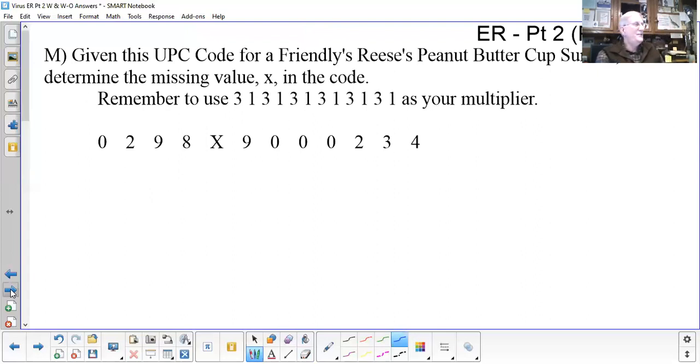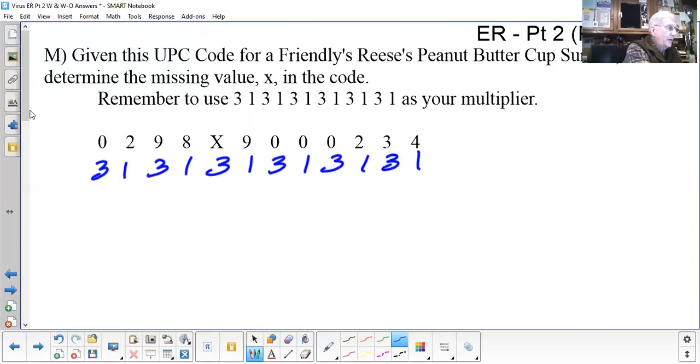Okay. Given this UPC code for Friendly's Reese's Peanut Butter Cup Sundaes, determine the missing value X in this code. Well, if you recall, you multiply these by 3, 1, 3, 1, 3. The sum of all these numbers that we obtain, written in mod 10, have to add up to 0 mod 10. So I simply multiply by 3, 1, 3, 1, 3, 1, 3, 1, 3, 1, 3, 1.